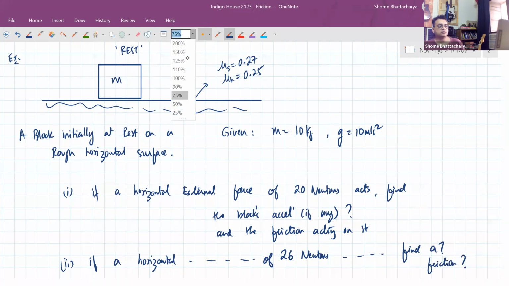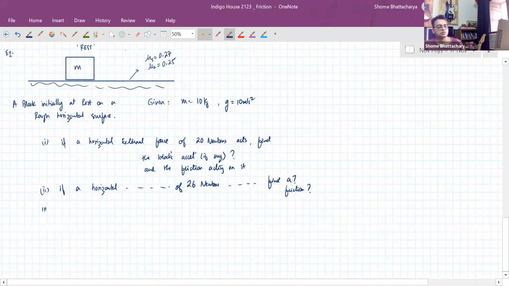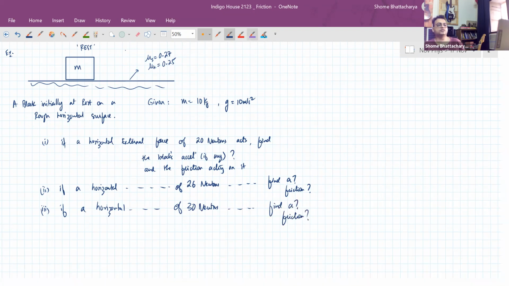And next part, we'll do this question in three parts initially. If a horizontal external force of 30 newtons magnitude acts on it, then again find the acceleration and find the friction. And when I say find the friction, you have to also state what type of friction it is. Is it static or kinetic friction?